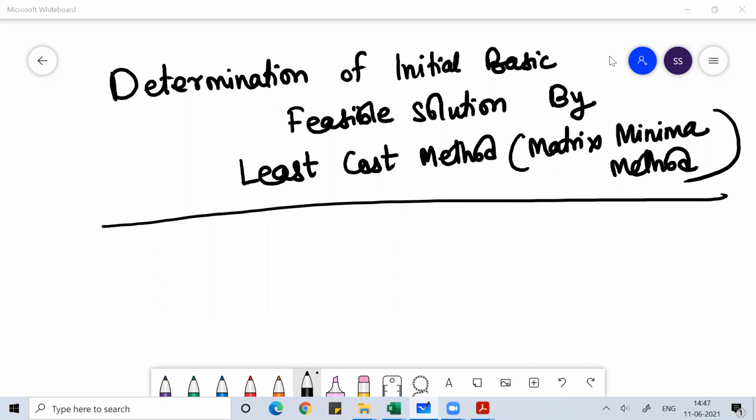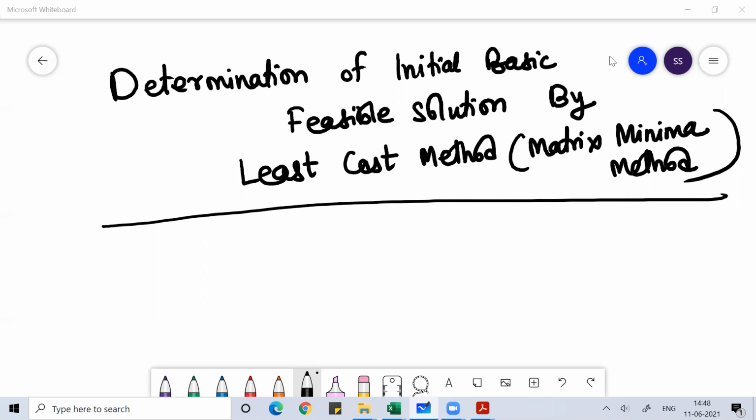In this class, we are going to discuss determination of initial basic feasible solution by the least cost method. We'll try to focus on the previous year problems that have come. I have the question papers of 2016, 17, and 18, and whichever questions came based on the least cost method or matrix minimum method, I'll try to do those. Last class, we discussed the same concept, determination of initial basic feasible solution, using the northwest corner method.